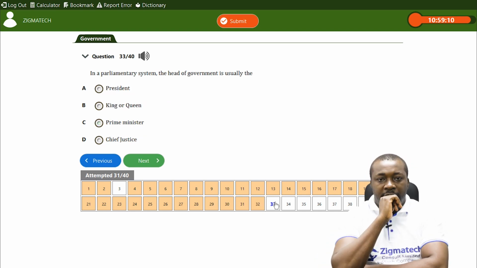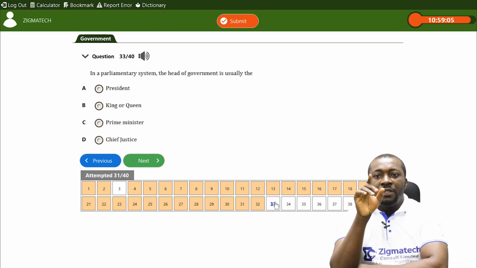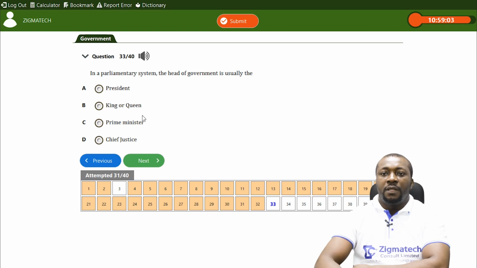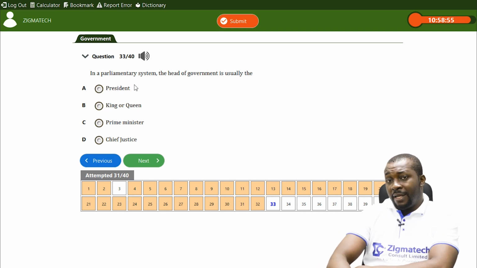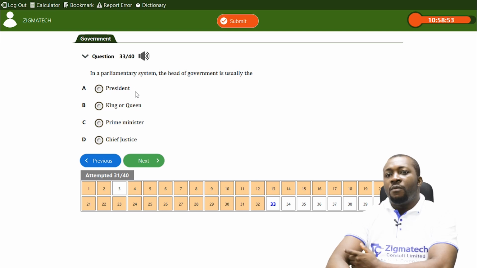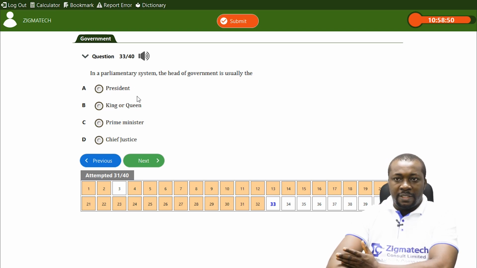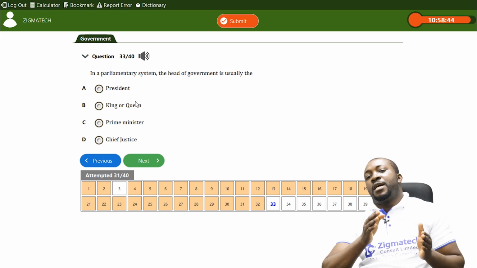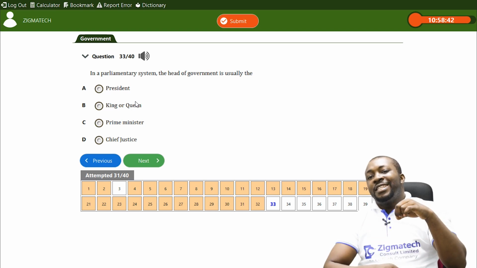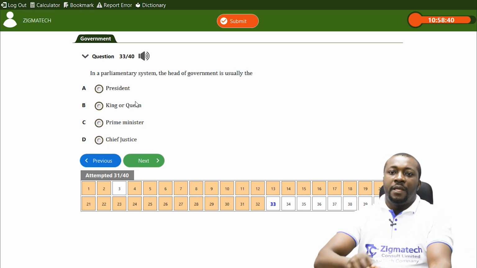In a parliamentary system, number 33, in a parliamentary system, the head of government is usually the what? Now, A, is it the president? No, the president is usually the head of state. If you recall, in Nigeria in 1963, Dr. Nnamdi Azikiwe was the head of state, the president. So he wasn't the head of government. That's why he was not an executive president.